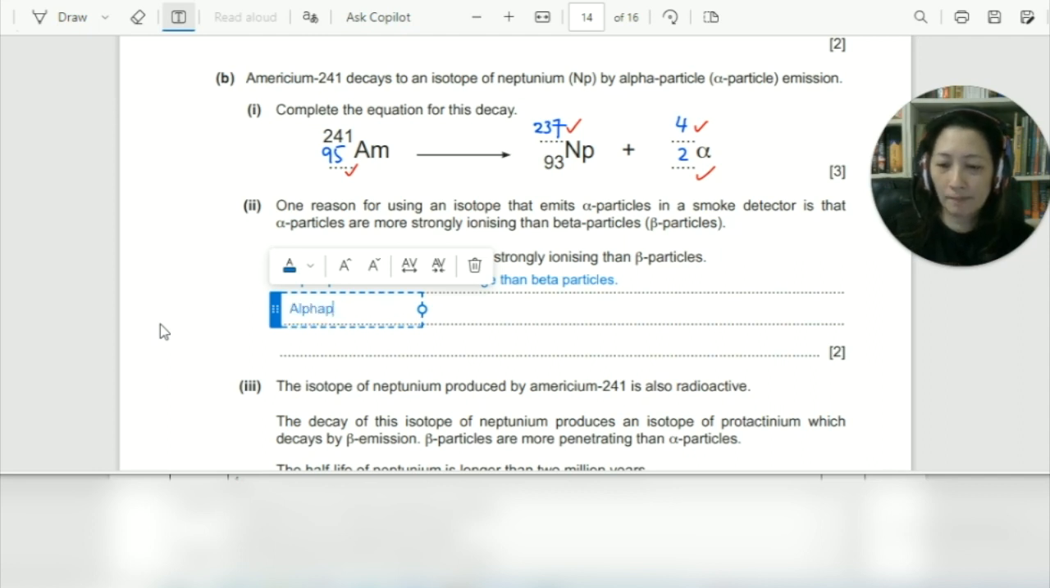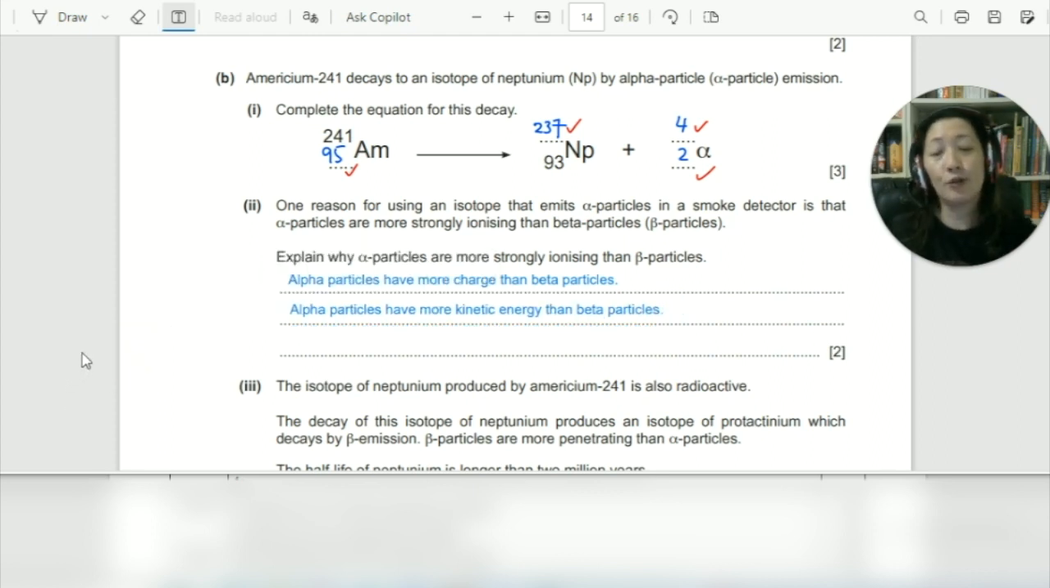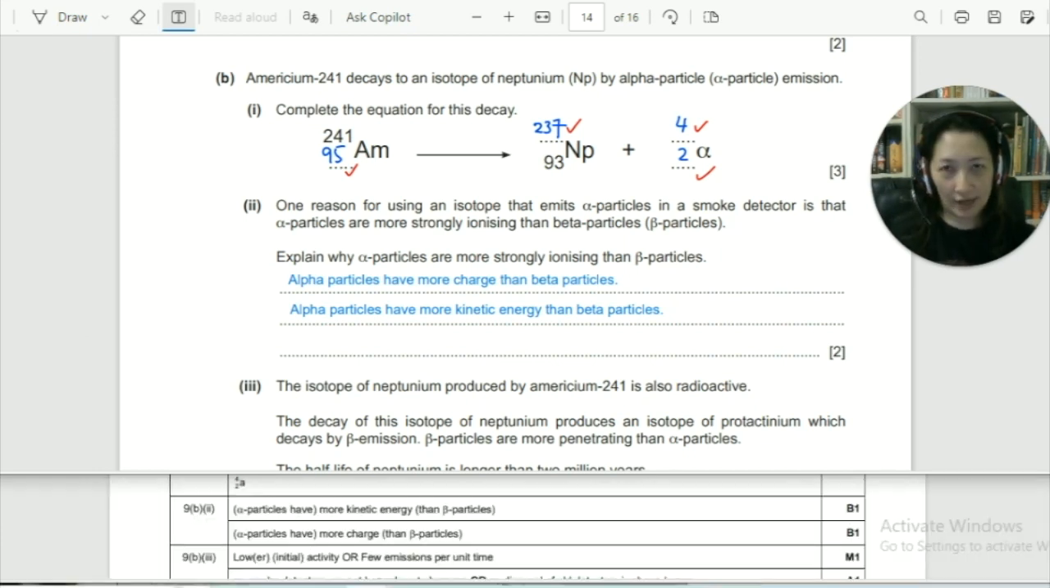So alpha particles have more kinetic energy than beta particles. These are the 2 main factors as to why alpha is a stronger ionizer than beta. Let's check against the mark scheme. You can see, yes, the first one is more kinetic energy, so we got that correct. And more charge, which is also what we got correct. So that's how we get the full 2 marks for this question.